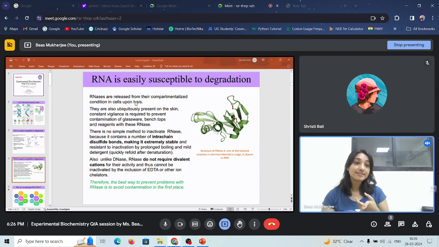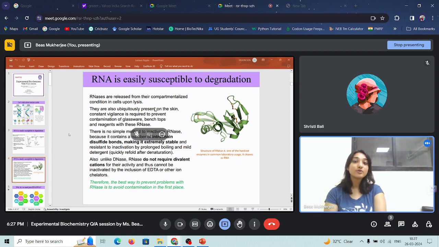So there are RNases inside the cell also, right? So they will be active. And then to make sure that they are not cleaving the RNA of interest, we need to add different RNase inhibitors, which are going to inhibit these RNases. And this is the process of lysis. So lysis basically means breaking open.